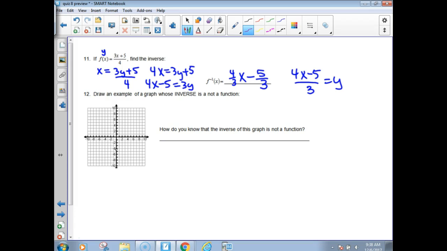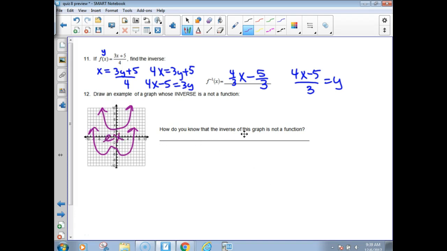A parabola. All right, I saw some hands. Thank you for raising your hands. So you can draw any parabola you want. Or you could make a loopy thing. So there's a lot of things, as long as it doesn't pass the horizontal line test. So I just made a quick picture. You could have something like this, which is a 4th power. These are just examples.